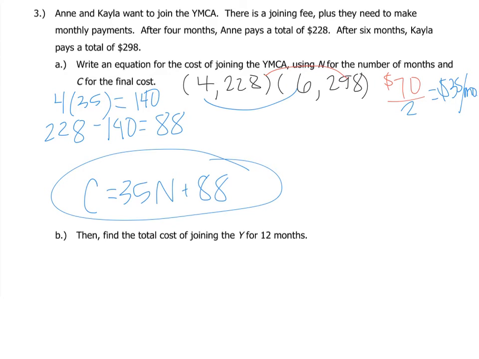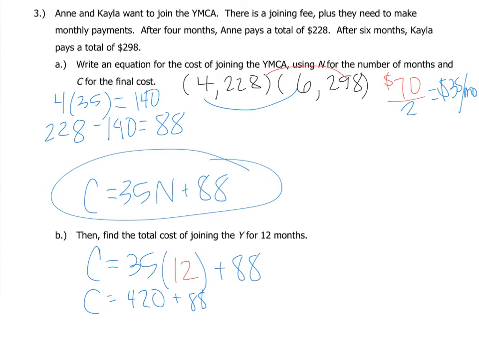Now we want to know for a whole year, 12 months, what is the total cost of joining the Y? So our total cost, instead of N, we're going to write 12 because that's our number of months, plus 88. 35 times 12 is 420, plus 88 is $508 for a year membership.